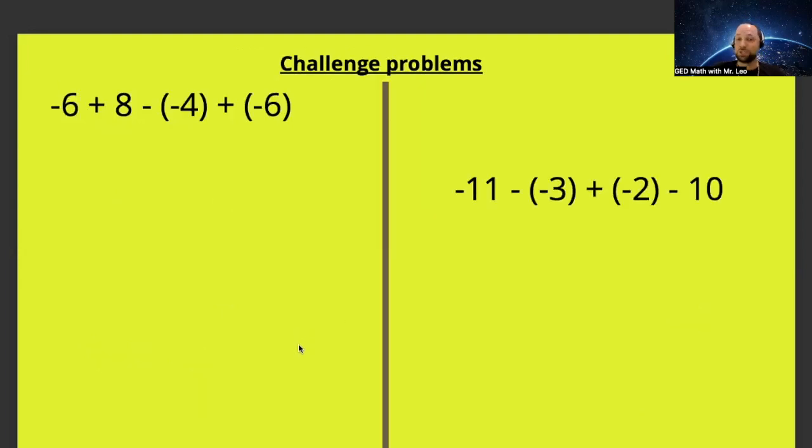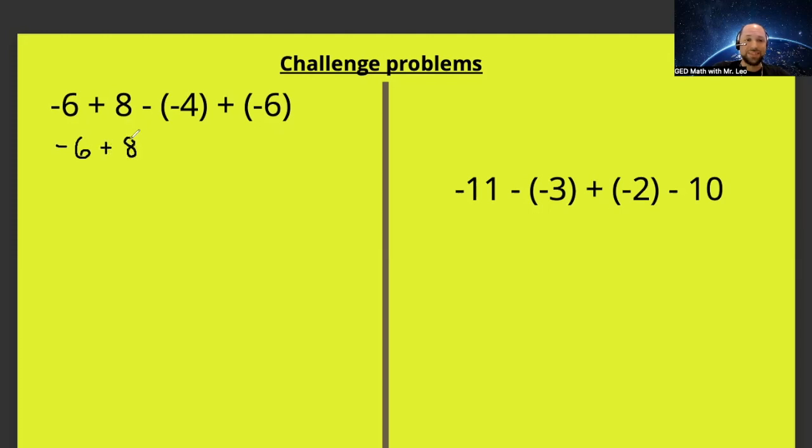Okay, here's some challenge problems right here. If you're feeling strong, pause the video and work these out on your own. In the meantime, let's go through these together. All right, what's the first thing we should do? Let's try to simplify the entire expression. Negative 6 has one sign, so we're going to keep it. Plus 8, that's one sign. We're going to keep it.